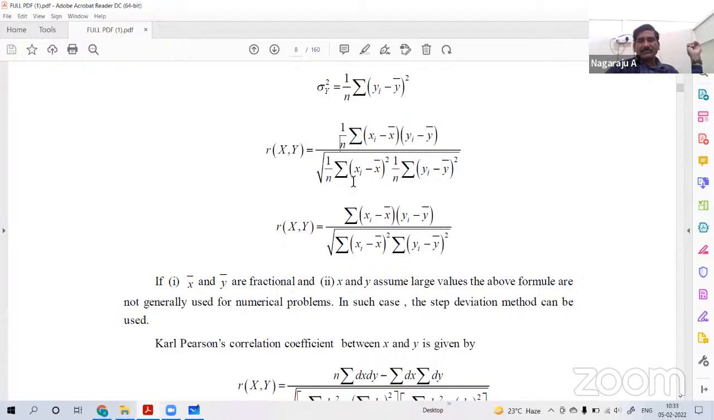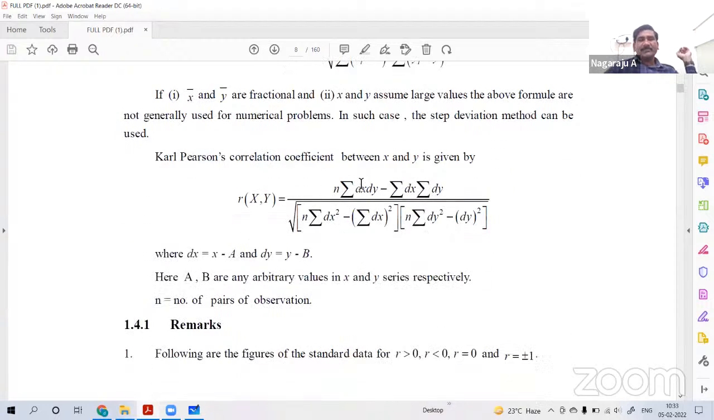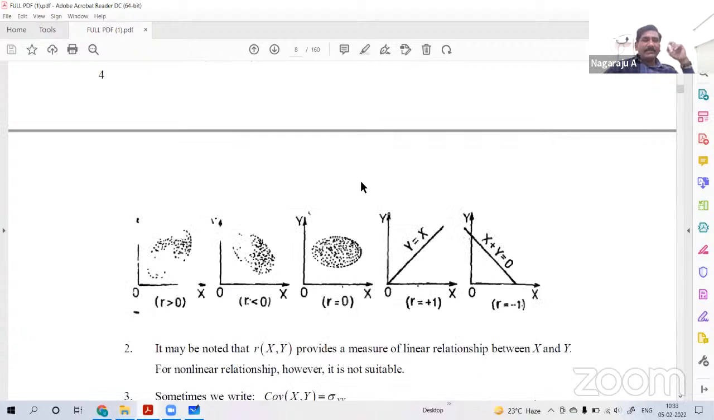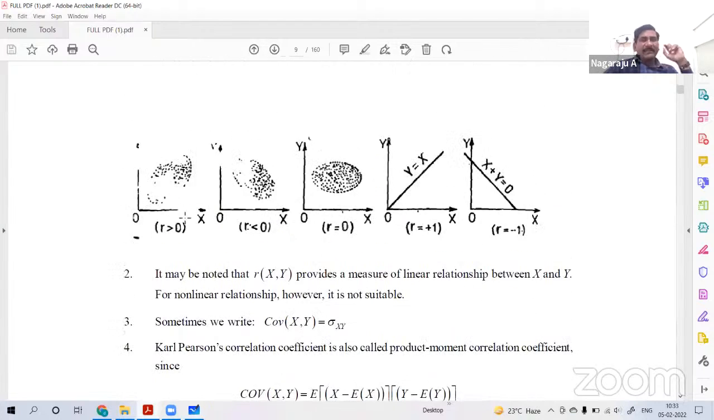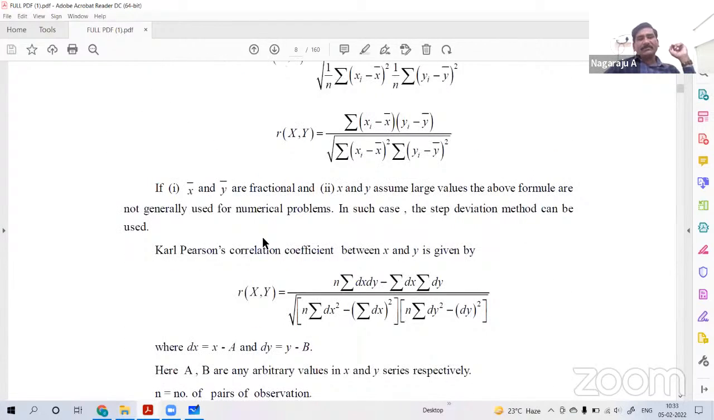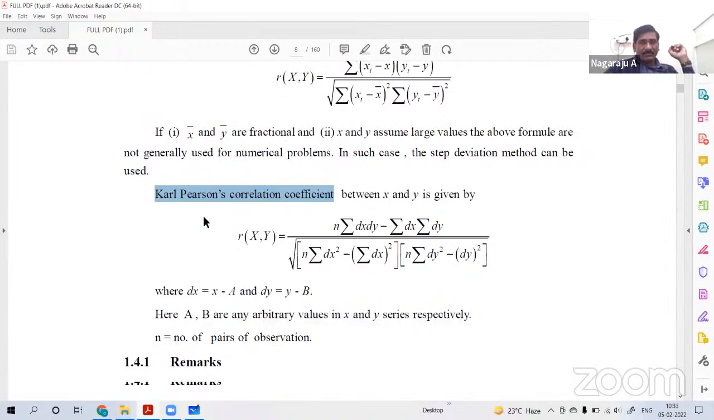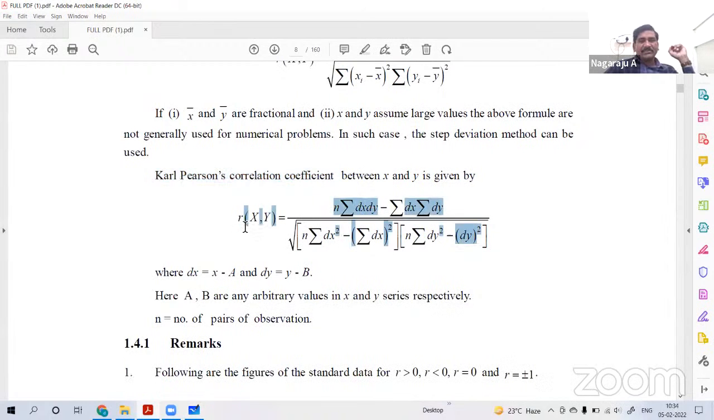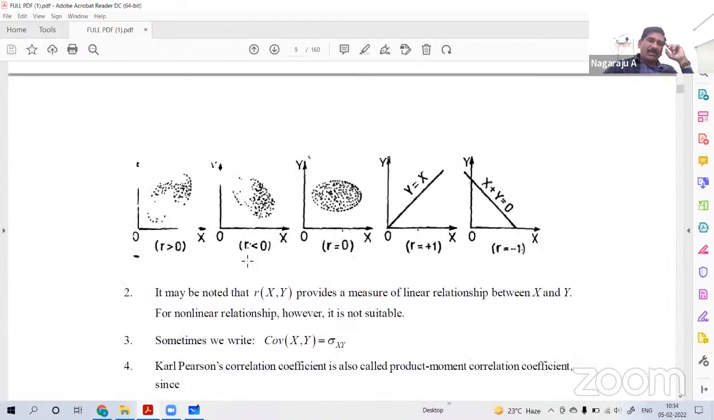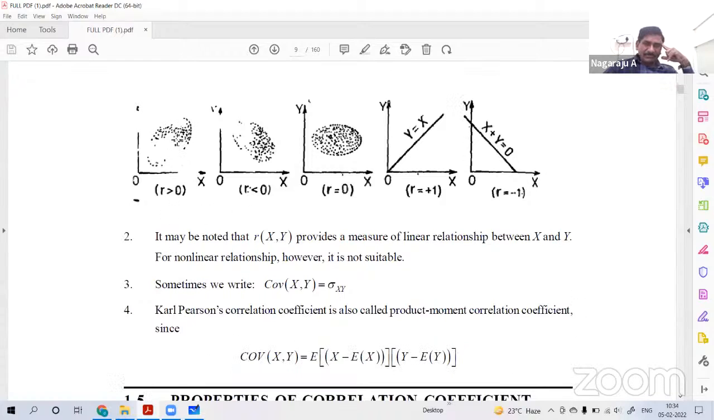So R of x comma y equals summation (xi minus x bar) into (yi minus y bar) divided by the root of summation (xi minus x bar) whole square into summation (yi minus y bar) whole square. This is the total simplification. This is the coefficient calculated by Karl Pearson, so it is called the Karl Pearson correlation coefficient. R of x comma y is called the correlation coefficient, and here the correlation coefficient is greater than 0.